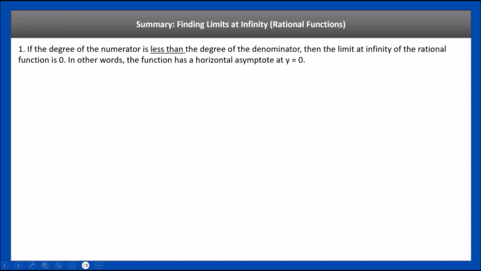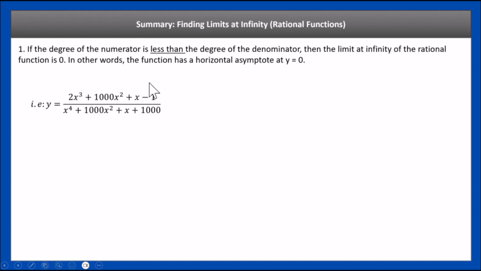All right, so let's summarize what we just said with those examples. I selected those examples for a reason, noting that in some of the examples, the degree of the numerator changed, right? So the numerator had powers that changed. In the first example, the degree of the numerator was less than the degree of the denominator, and notice that we got a horizontal asymptote at y equals 0. So here's an example of that.